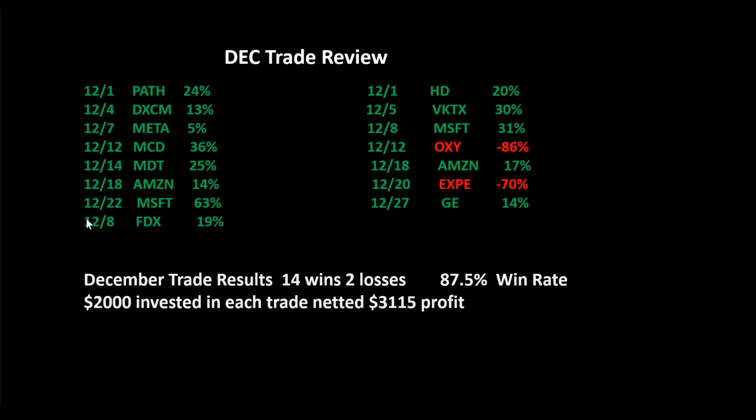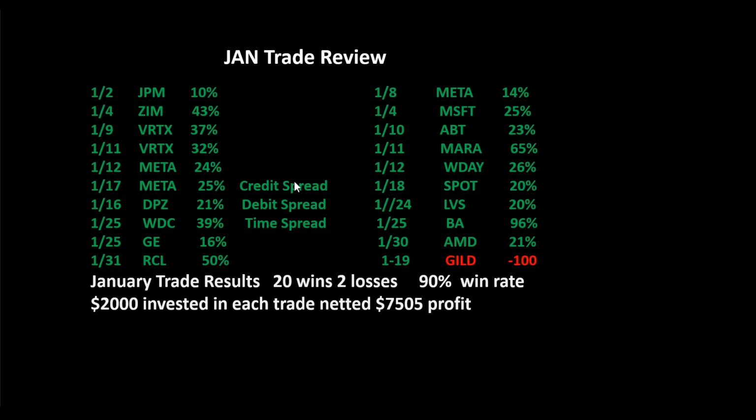Here's December, a very slow month for us. Only did 16 trades, 14 wins, 2 losses. A couple of losses, here they are. And again, it was a pretty slow month, but the percentages stay the same. It's 63 at Microsoft, 36 McDonald's, Meta only 5%. So the percentage gains you'll see are very, very consistent. January, a nice month.